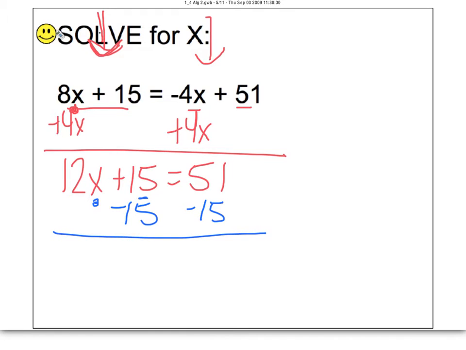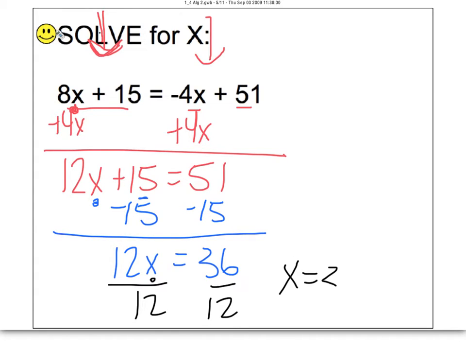And when you add this together, we are going to get 36 on this side and a 12x over here. I'm almost done. To get x by itself, I'm going to get rid of the 12 times x, so get rid of the 12, which is being multiplied. I divide. And I'm left with x equals 3.